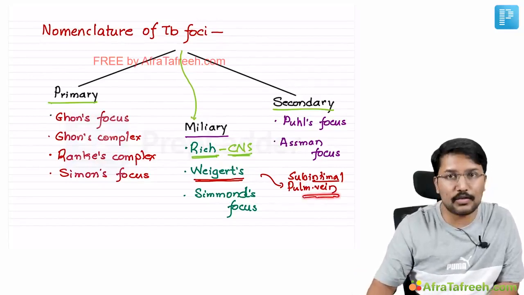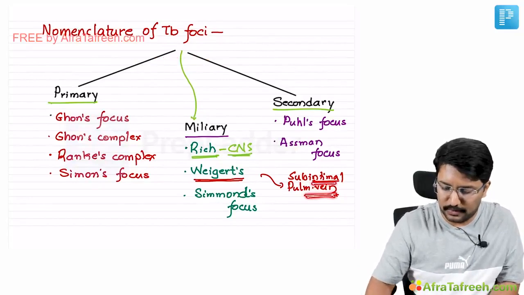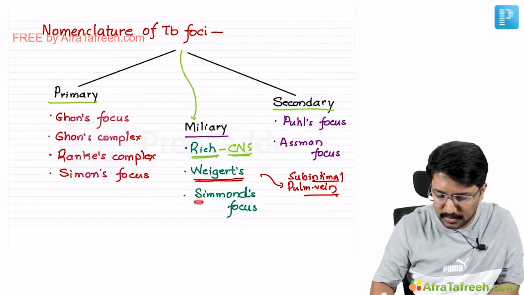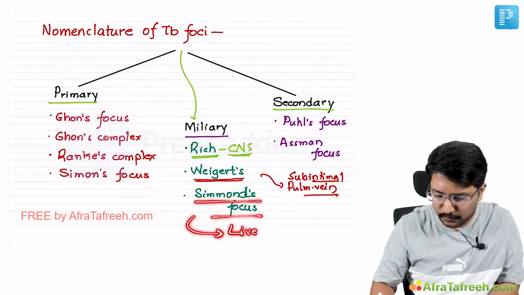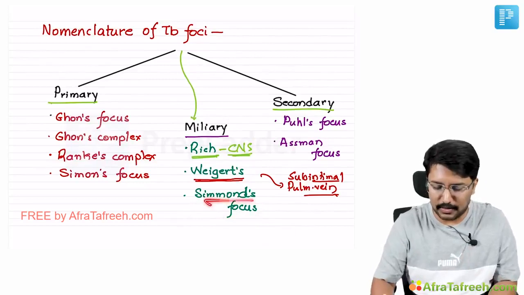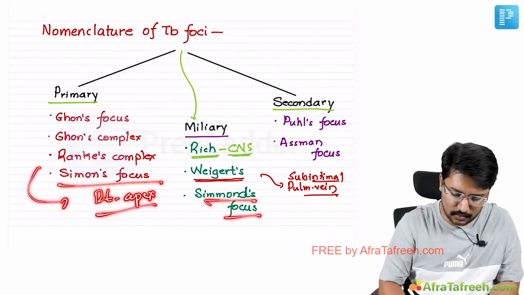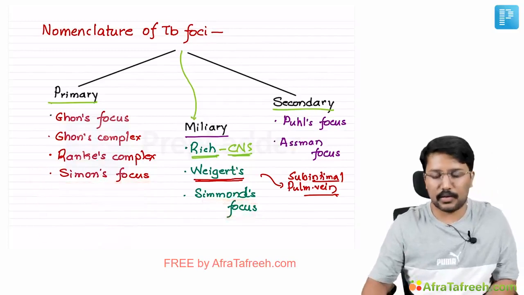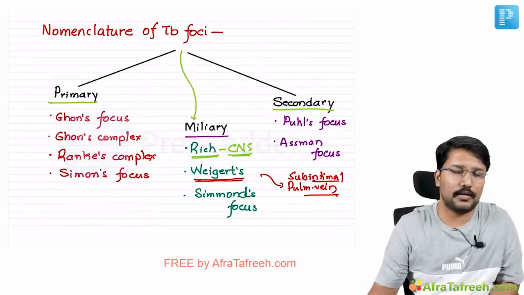Tuberculosis vasculitis is a common CNS complication, right? So they can also affect pulmonary veins. Then in that case, we call it Weigert's focus. Now there is one more focus, part of this miliary focus, called Simon's focus, which is the focus in liver. We call it Simon's focus. So Simon's focus is in liver, and Simon's focus is in the right apex, which is also called the secondary complex.